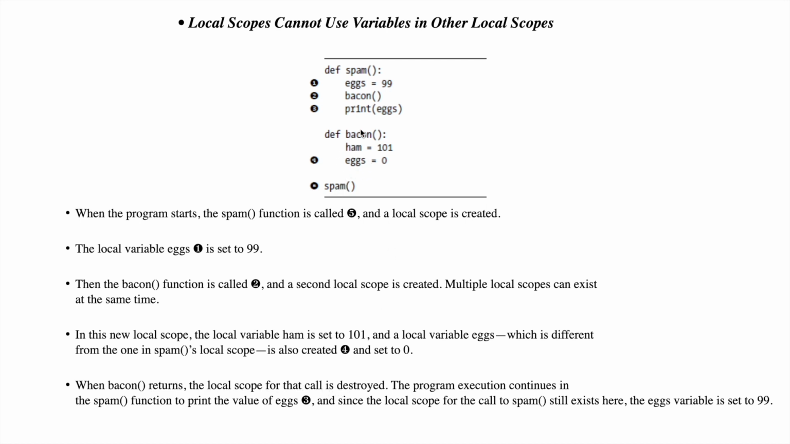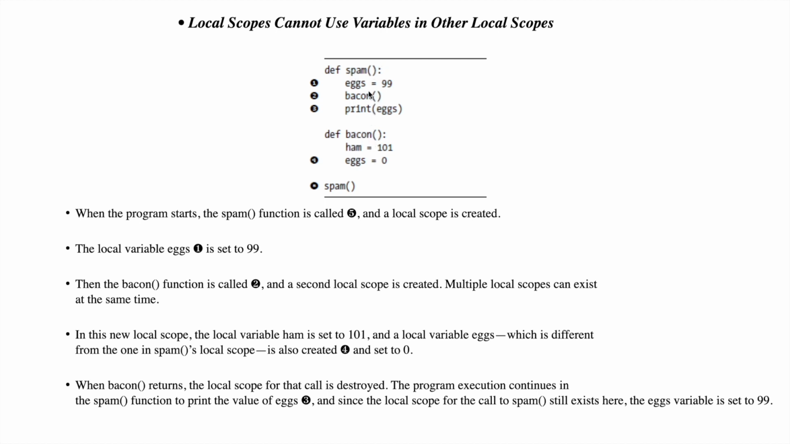But when a beacon returns after that, the local scope for this, ham is 101 and x is 0, is destroyed because you are calling from spam. So what value of x is printed? x is equal to 99 will be printed, not x is equal to 0. Whenever you come out of the beacon, the local scope for the call is destroyed. The program execution continues in the spam.